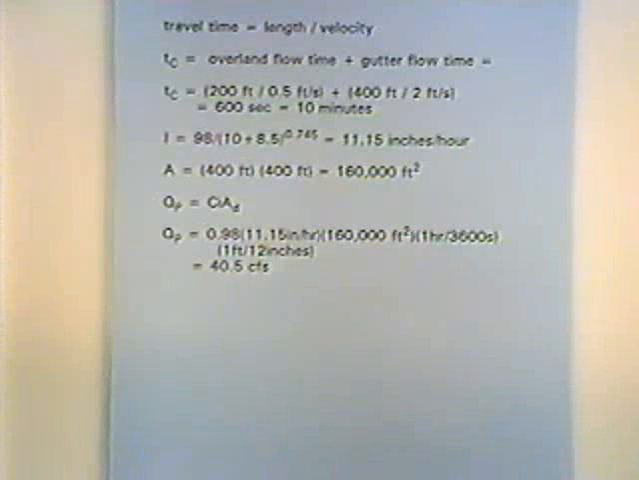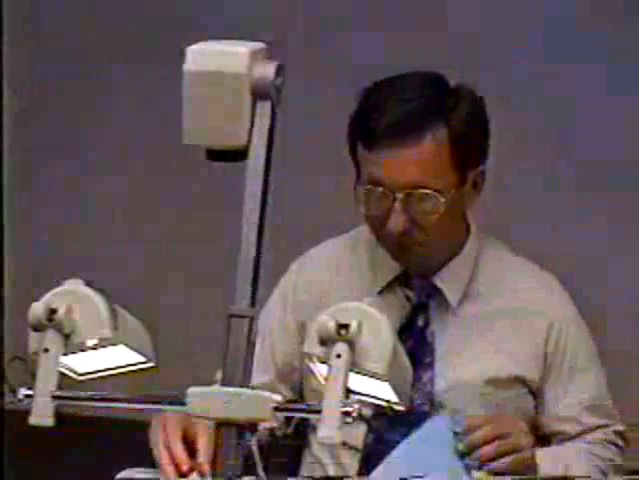So that's the rational method. That's been an old workhorse for designing drainage facilities for small watersheds forever. That just gives us a peak discharge, peak flow rate, and so that works well for inlets and things that you design for peak flow rates. Now we're going to go to volume, though. We'll combine this with the unit hydrograph approach and use it for larger watersheds.